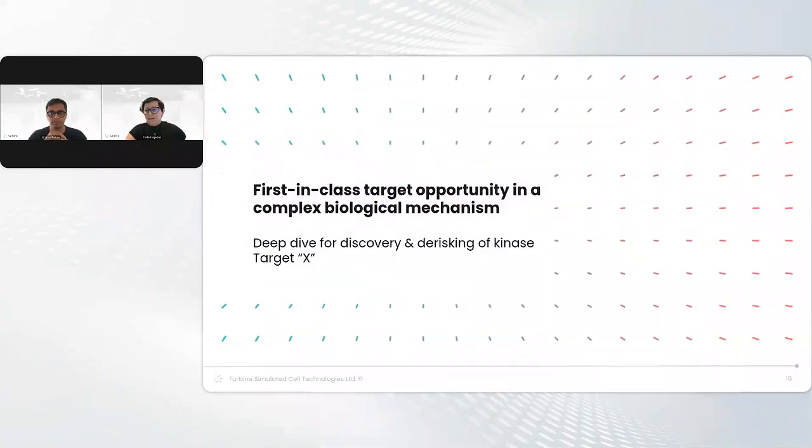In the next example, I will walk you through the end-to-end process of identifying the target, iterating also with the model, and then assembling the target data package. So this project was a novel target identification project. We wanted to find first-in-class targets in a very complex biological and molecular background that is of high clinical unmet need.